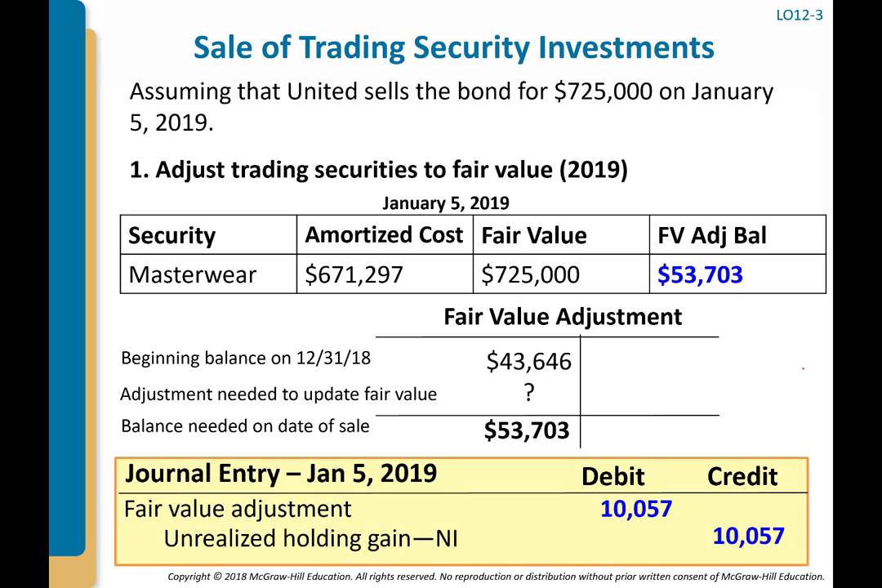And when they make that adjustment, it's 10,057. And that brings it to 53,703, doesn't it? I'm not going to recompute it, it'll bring it to the carrying value that we want of 725. I'm not going to redo this because I'd have to write a new fair value and a new discount amount, and now this would be 57, right? And that would bring it to the new carrying value that we desire here, which is 725, right?